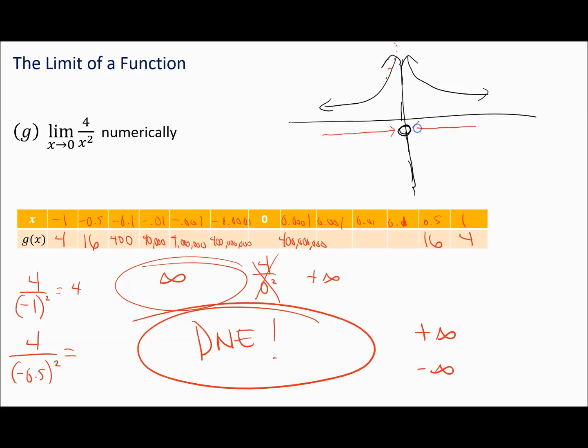As you approach 0 from the right, that's this side of the table, again, our answers get larger and larger and larger. Therefore, there is no limit value.